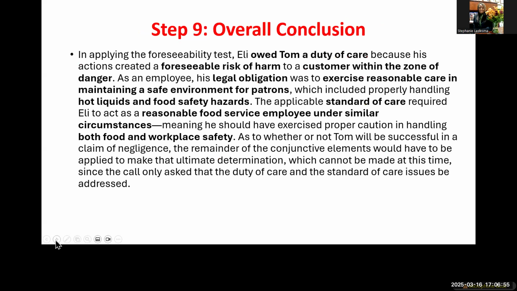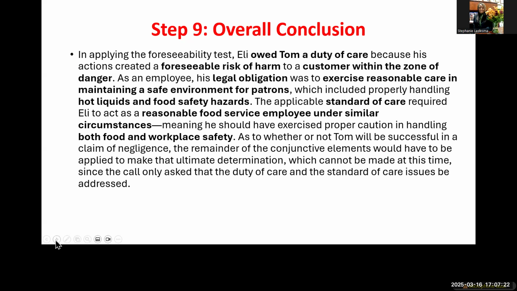What's my overall conclusion? How many questions did I have? Three. In applying the foreseeability test, why did I start there? Because it's a way to bring it all together. In applying the foreseeability test, Eli owed Tom a duty of care because his actions created a foreseeable risk of harm to a customer within the zone of danger. That's my is there a duty.